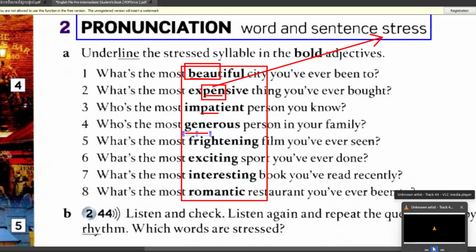5. What's the most frightening film you've ever seen? Which one?